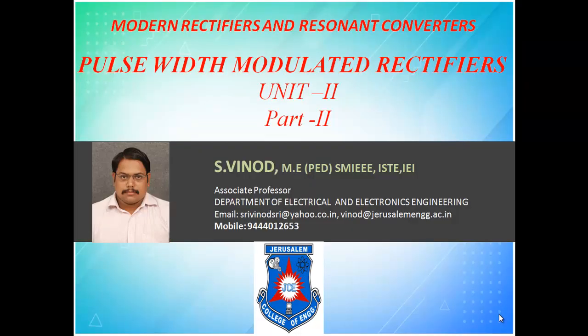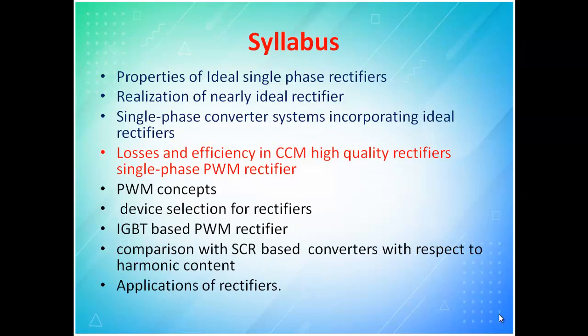We are in unit number 2 in modern rectifiers and resonance converters. Unit number 2 was pulse width modulation rectifiers. We have seen properties of the ideal single phase rectifier, then realization of a linear ideal rectifier, then a single phase converter system incorporating an ideal rectifier. Till that we have seen in the last class, and today we are going to see how to calculate the loss of a converter, then the efficiency of the converter when it is operated in continuous conduction mode with a high quality rectifier in a single phase PWM rectifier.